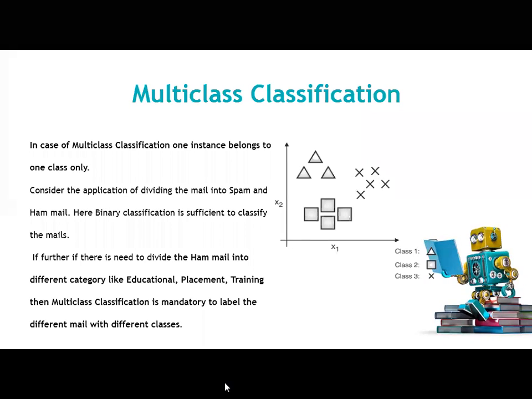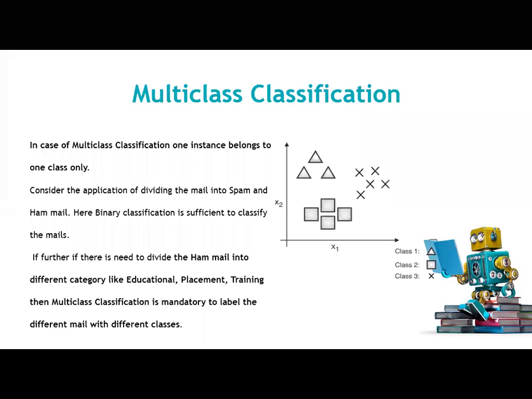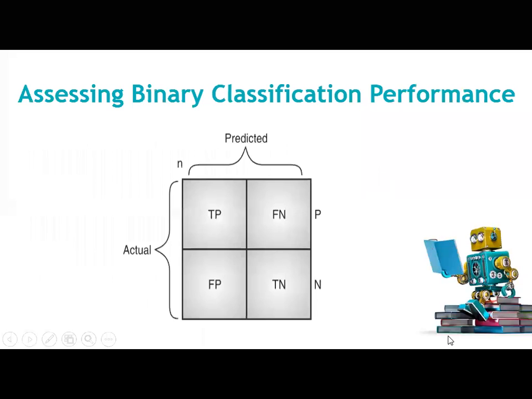If we consider our example of spam and ham mail, how can we use multi-class classification? In your ham mail, you may have different categories: some mails belong to educational, some belong to placements, some belong to your family. When we give different multiple categories to your mail, this is multi-class classification: class 1, class 2 and class 3. Suppose this is a 3-class classification.